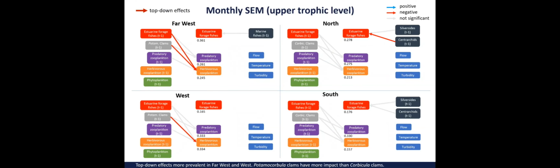We can also see that the Potamicorbula clam species has a negative effect on zooplankton, whereas the Corbicula clam species in the north and south does not, which is consistent with Potamicorbula being known to have a higher grazing rate. Also, the top-down effects of fish only appear to be present in the north, which could be related to recent expansion of submerged aquatic vegetation in this region.